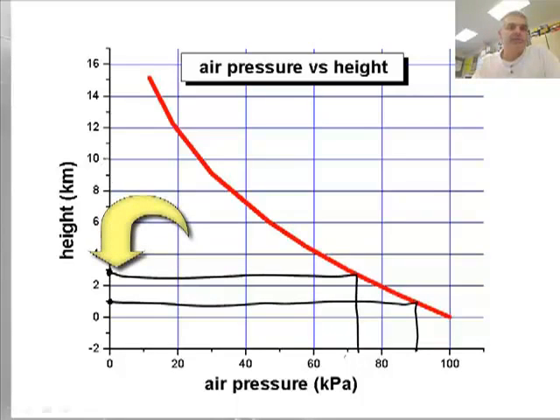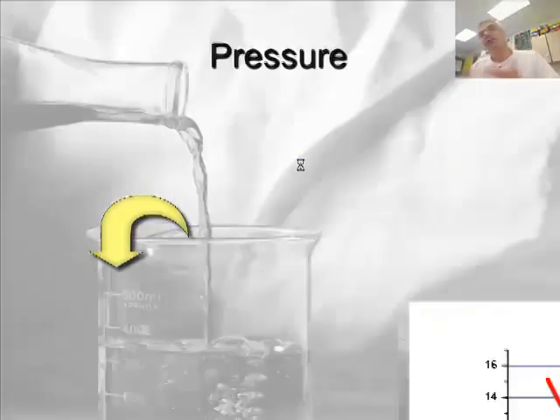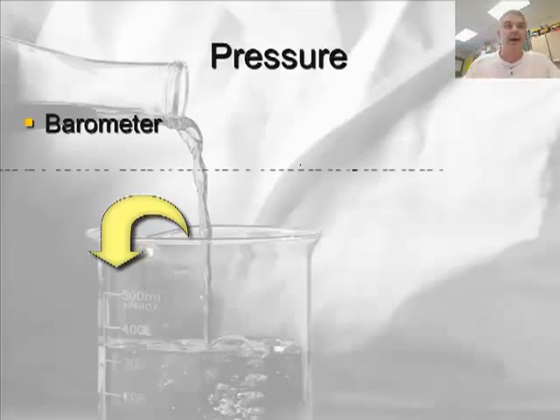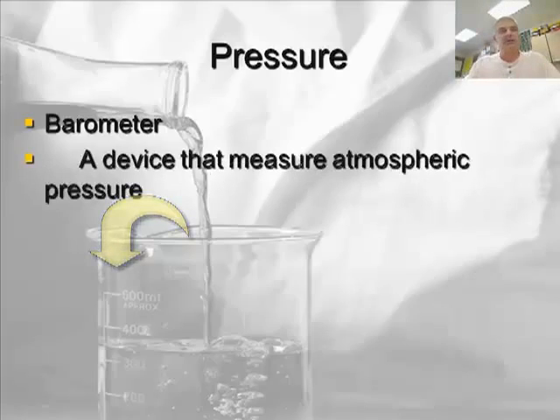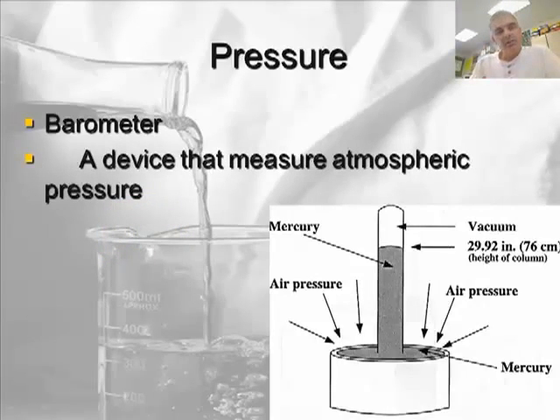Now, if you could get to 10 kilometers, this is very low pressure, and you couldn't survive. How do you measure pressure? Well, we measure pressure with a thing called a barometer. It's a device that measures the atmospheric pressure, and this is how it works. I should probably show you a short video clip that helps explain this.